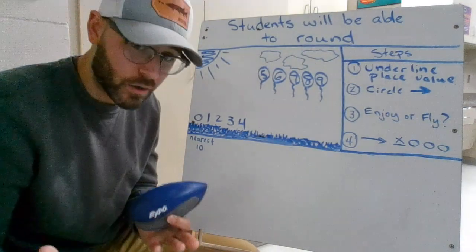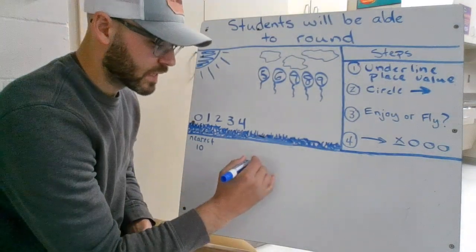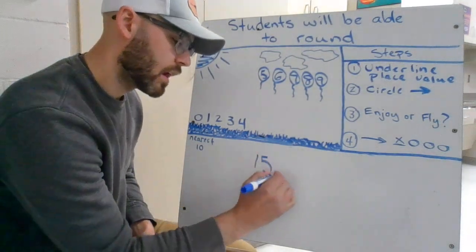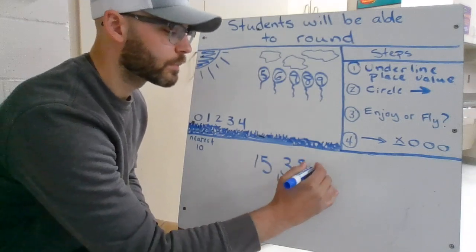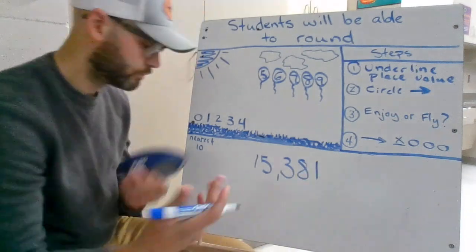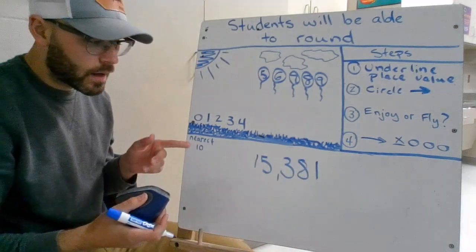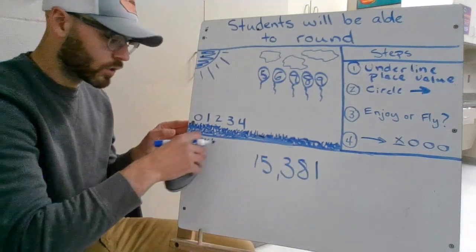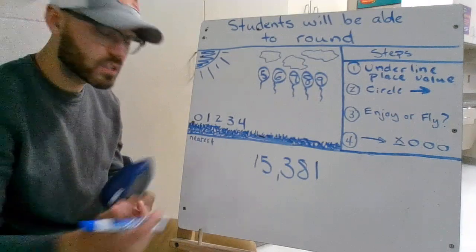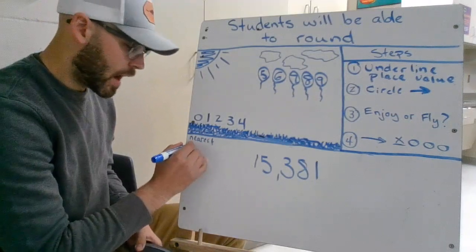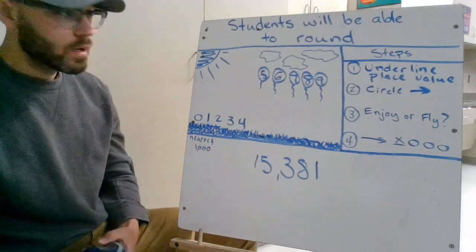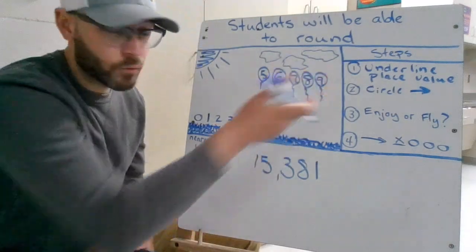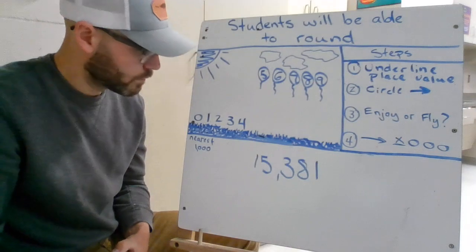It works with even larger numbers too. For example, 15,381. Okay, and let's just say that we're not rounding to the nearest 10 anymore. Let's bump it up. We're rounding to the nearest, how about 1,000? Okay, same thing. My four steps will help you be successful.